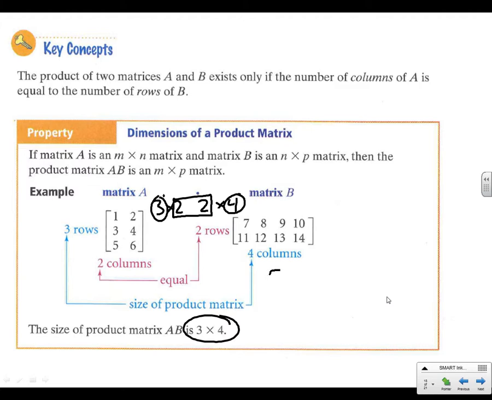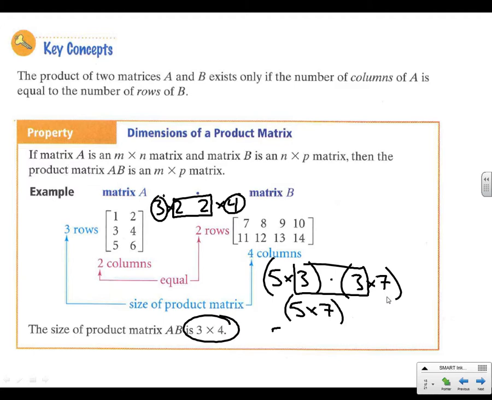So if I multiplied a 5 by 3 matrix times a 3 by 7 matrix, we could do it because the 3's match, and the result would be a 5 by 7 matrix. If I tried to do a 5 by 3 times a 5 by 3, it wouldn't work because those numbers have to match. Couldn't do it. We would not be able to get matrix multiplication there.